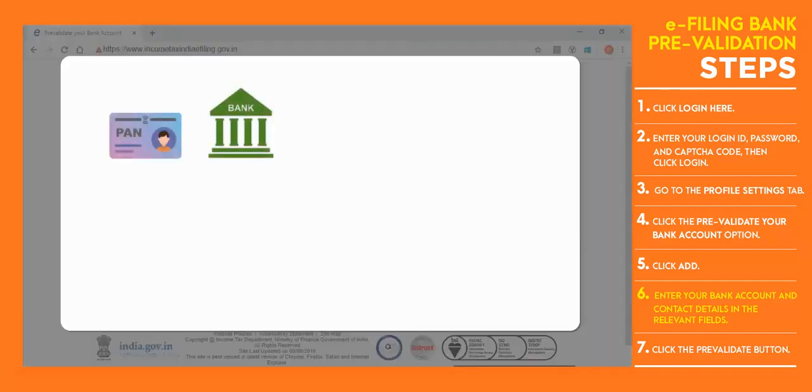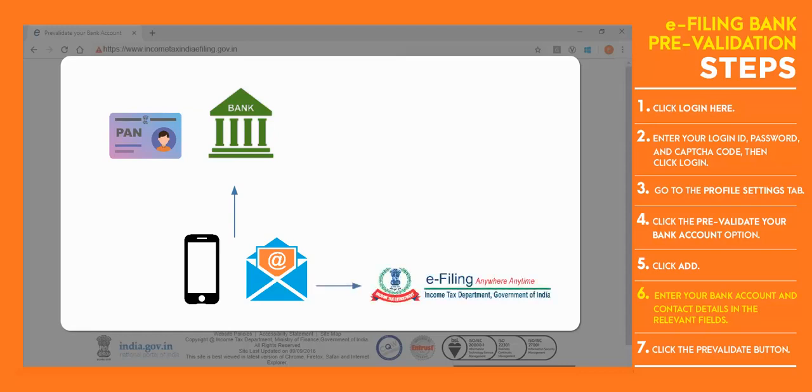Your PAN should be seeded with the bank account in the bank's database, and your name as per your PAN card should match your name in your bank account. If it matches, then the account will be pre-validated. If your mobile number and email address seeded with your bank account also matches the e-filing portal registered email ID and mobile number, then such accounts can be used for generation of EVC to verify the return.